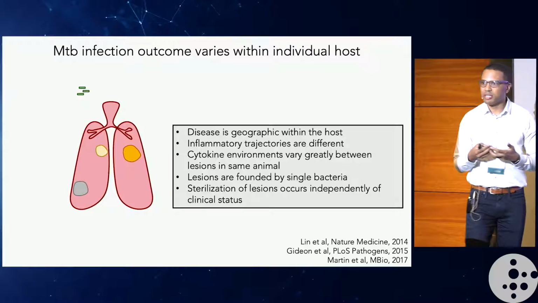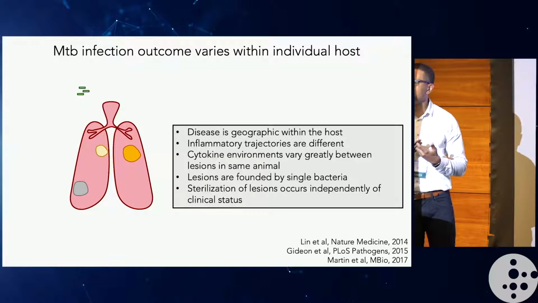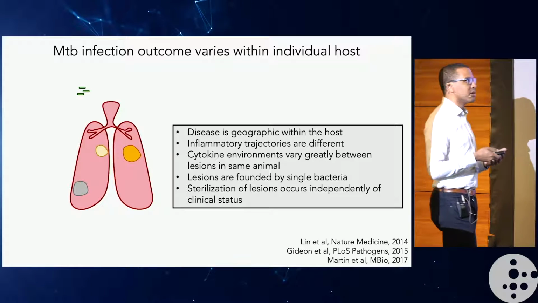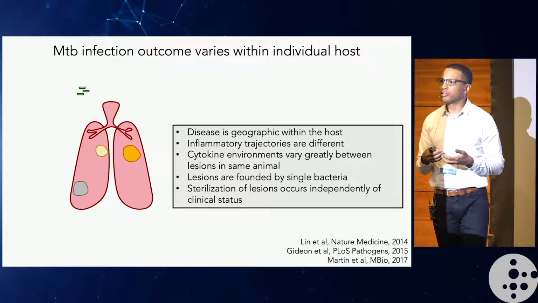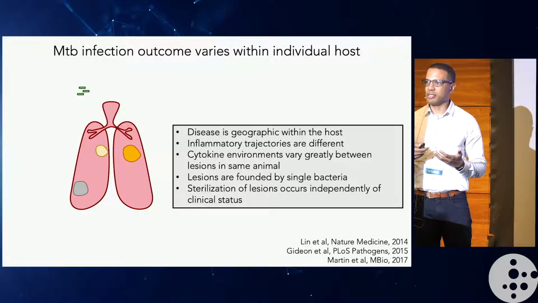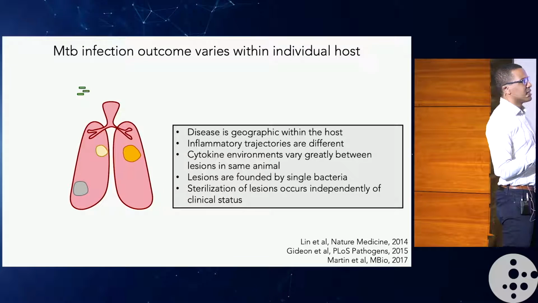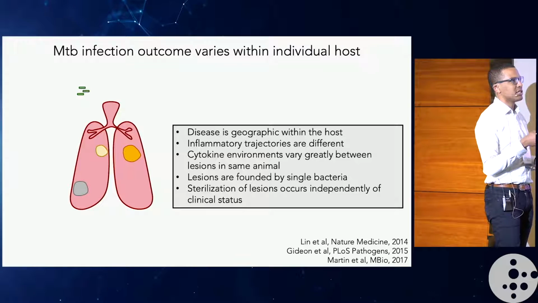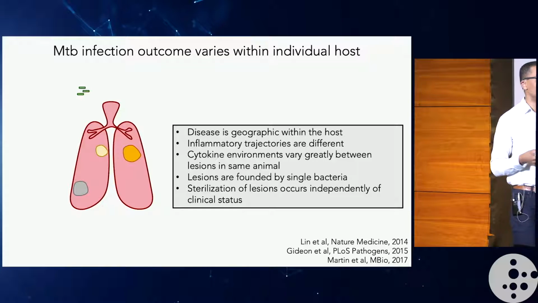This is work largely done first in the non-human primate model to develop the tools, but now being done in human studies, where you can, for example, infect non-human primates with molecularly barcoded strains of MTB and watch the dynamics of inflammation using PET-CT imaging. What people have begun to observe is that the disease is highly geographic. You have these individual foci of disease, otherwise known as granulomas.